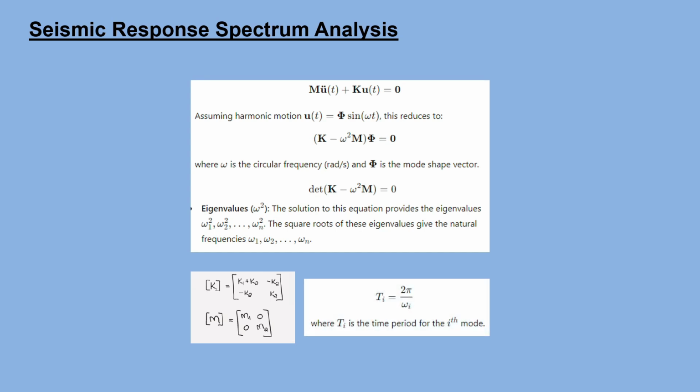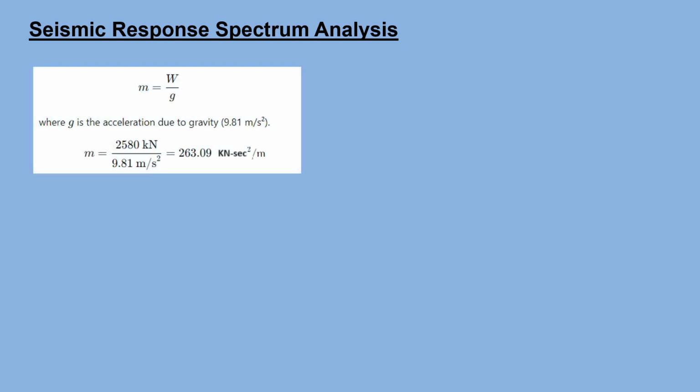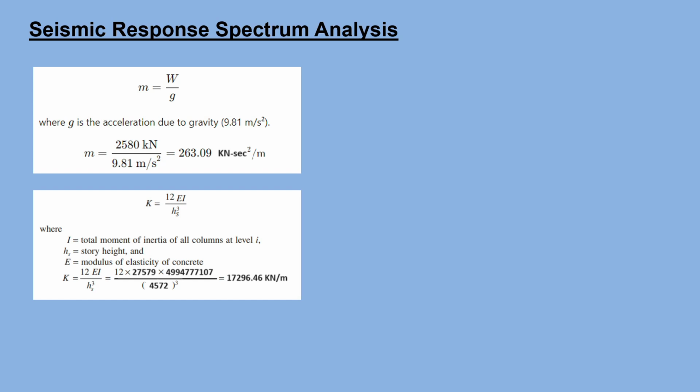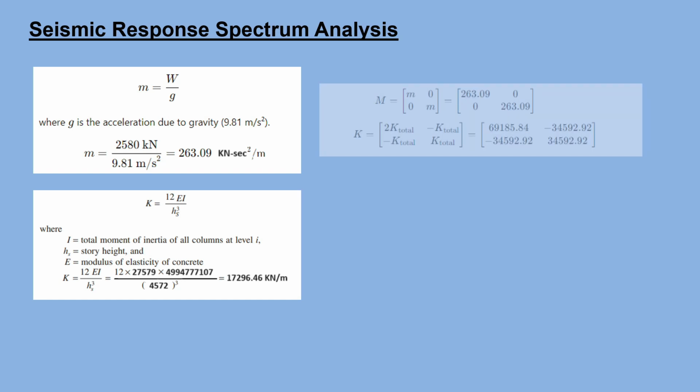Now we will form the mass matrix and the stiffness matrix. The mass for each story can be calculated as shown. The stiffness K for each column is given by. For a two-story structure, the mass matrix M and the stiffness matrix K are.